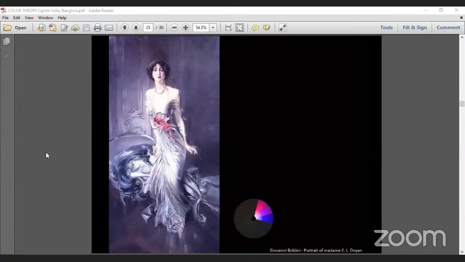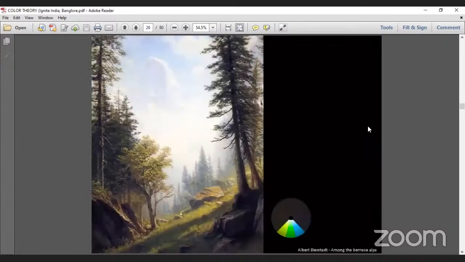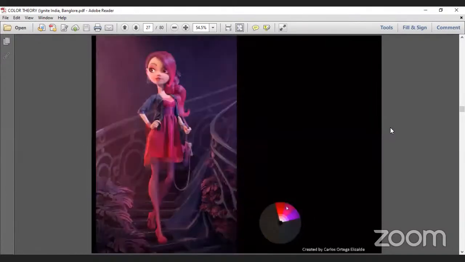Now, these are some of the best examples of your analogous color composition. You guys can have a look through the following examples. See how three different colors on the color wheel, like things are being alternated or changed, and the resultant is being formed.